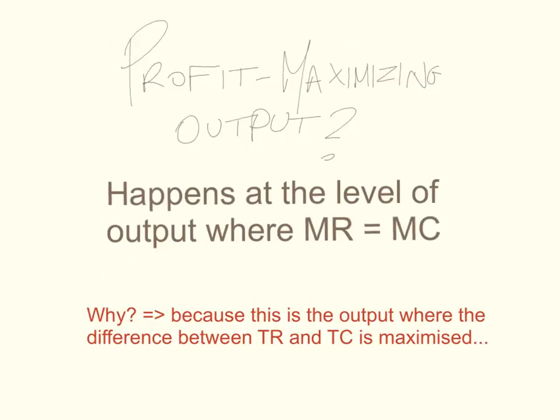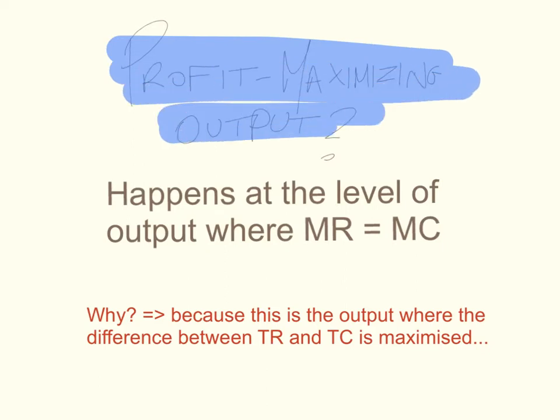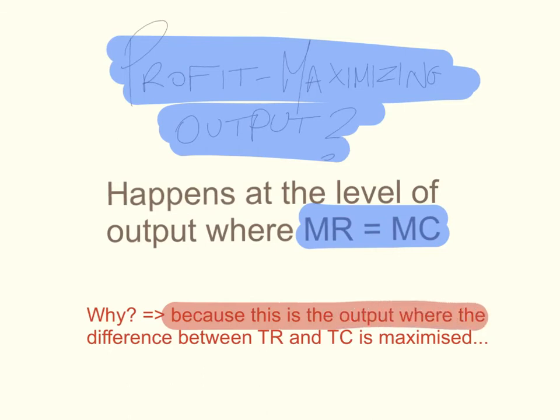Another important concept when it comes to talking about profits, other than the break-even price and the shutdown price, is the profit-maximizing output. If a firm wants to maximize its profit, what level of output should it produce? Well, this happens at the level of output where marginal revenue is equal to marginal cost. You might ask, why is it at this level of output? Well, that's because this is the output where the difference between total revenue and total cost is maximized.